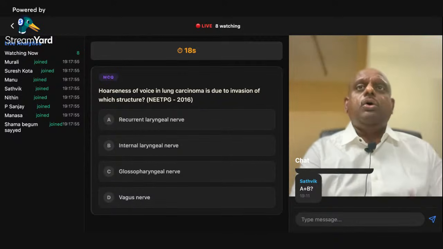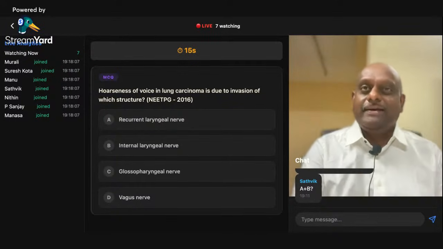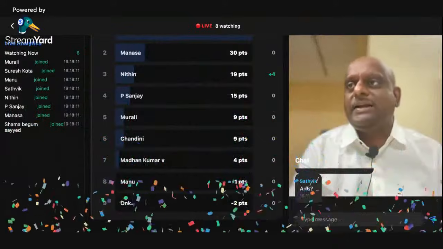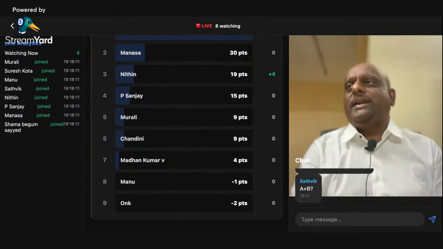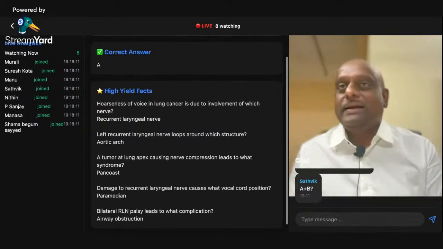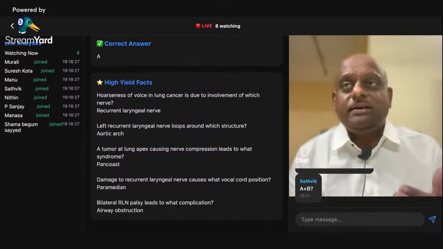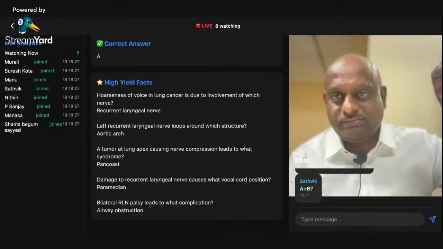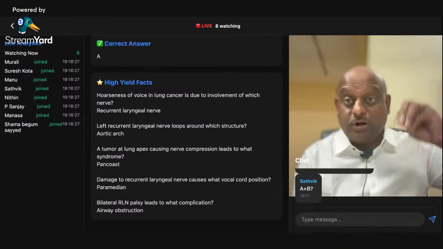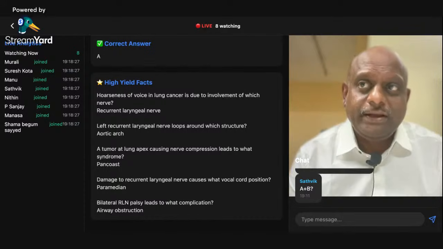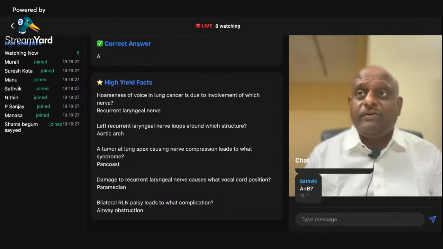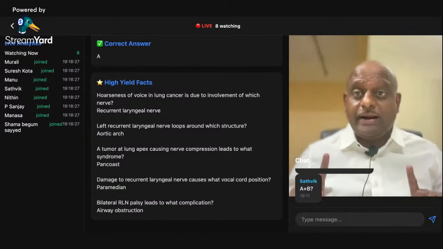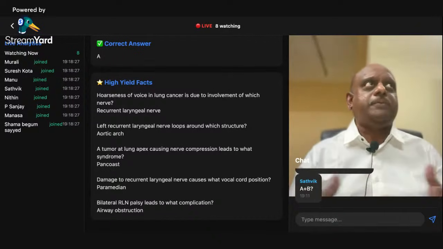So, hoarseness of the voice in lung carcinoma is because of what? Hoarseness. So you should know, Satvik is right. Recurrent laryngeal nerve is the one which decides. So, the left recurrent laryngeal loops around the aortic arch, and any tumor at the periphery, I mean the lung apex, leading to compression is Pancoast tumor. And whenever recurrent laryngeal palsy is there, where will be the vocal cord position, doctor? Typically, it is paramedian. And when bilateral recurrent laryngeal is involved, that leads to development of airway obstruction.